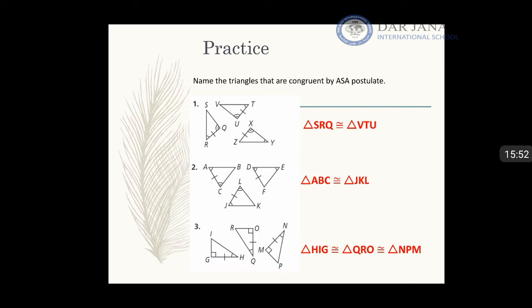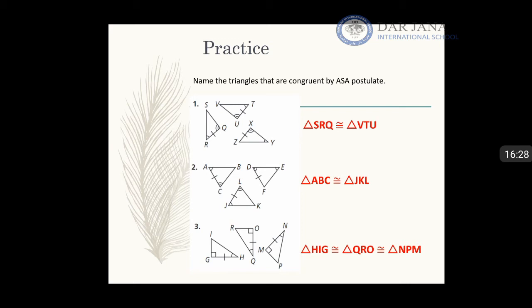HG is the side included within angle A and angle G. HG is congruent to QO, and QO is the side included within angle Q and angle O. HG is congruent to QO, and it's also congruent to NM, and NM is the side included within angle N and angle M. So here we can use the angle side angle postulate to prove that triangle HIJ is congruent to the triangle QRO, also congruent to the triangle NPM.